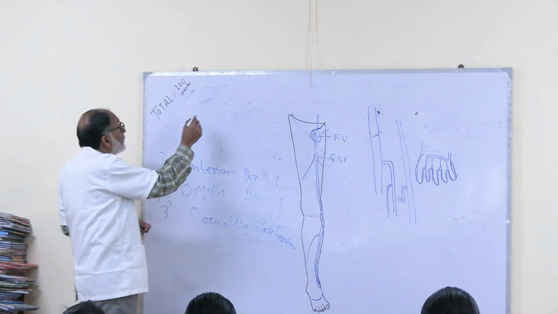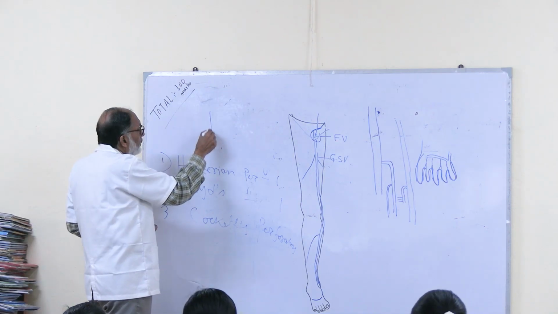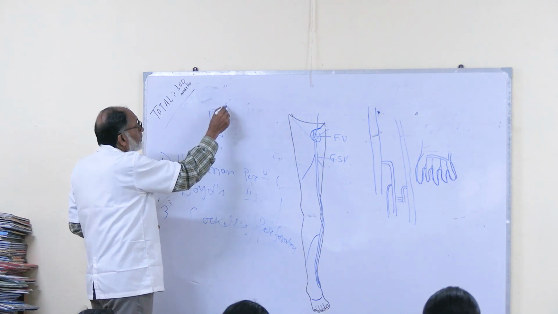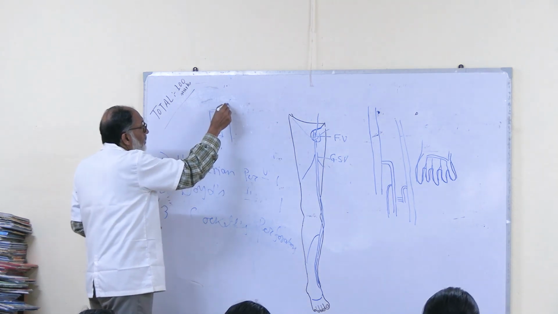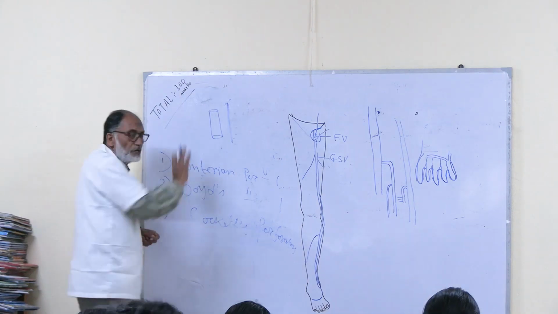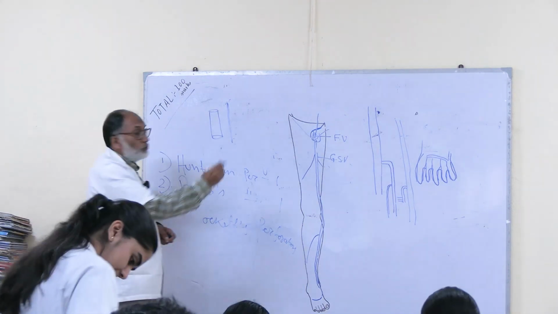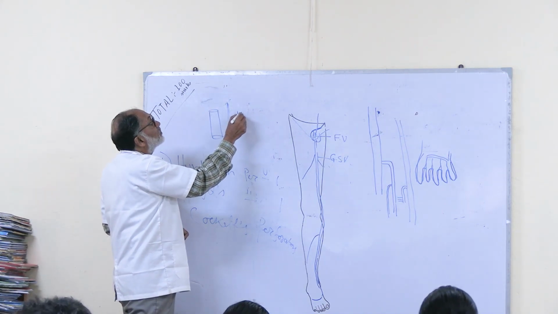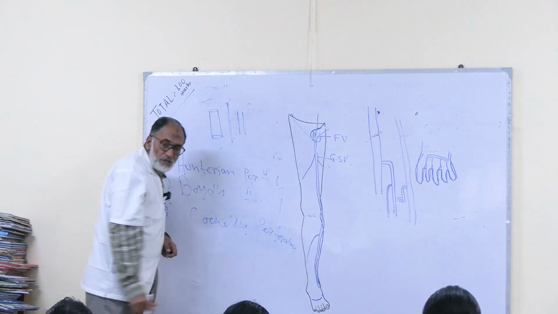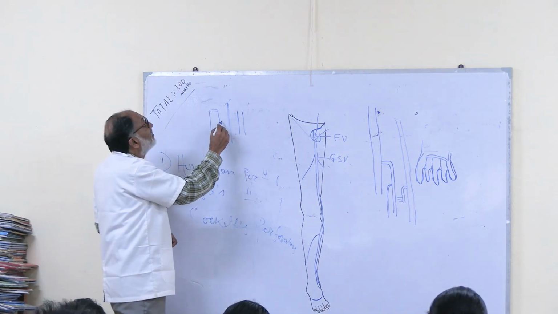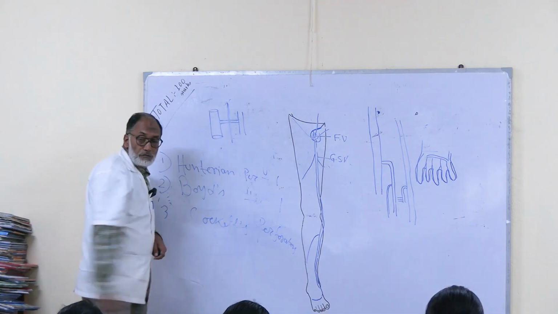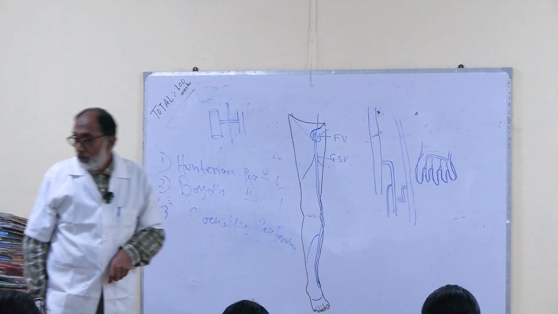Suppose this is the deep vein. Deep vein means this is the deep fascia, so the deep vein is deep to the deep fascia, right? Now this is the superficial vein, superficial to the deep fascia. When they are directly connected like this, that is called a direct perforator. Now, the indirect perforator.